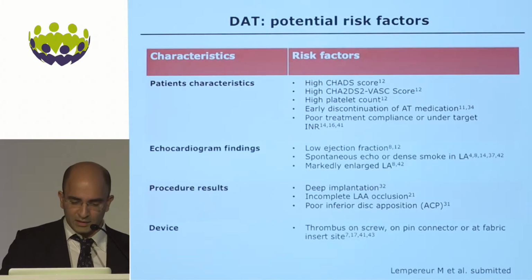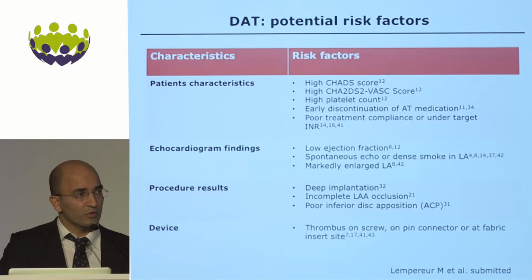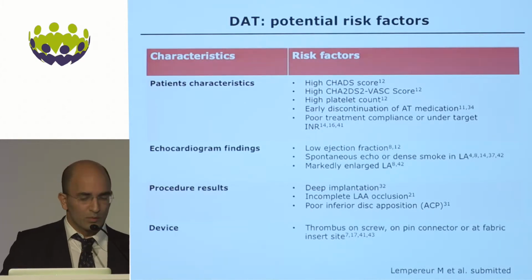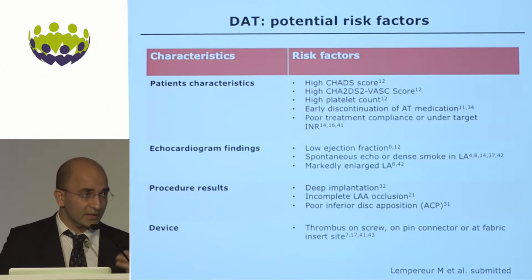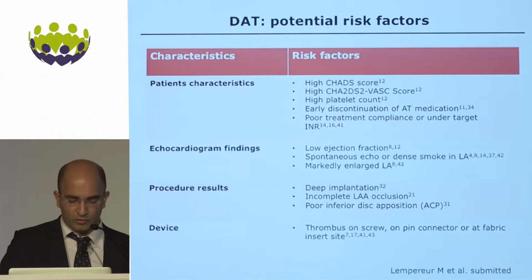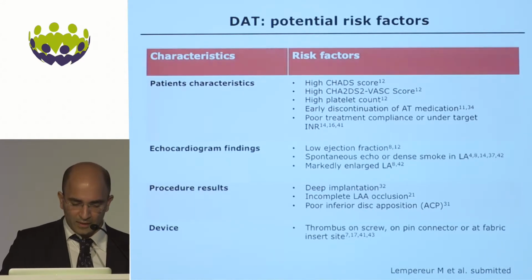There are some echo findings, such as low ejection fraction and the presence of spontaneous echo contrast in the left atrial cavity. There are also some procedural results, for example too deep implantation, leaving a proximal cul-de-sac, which can be a room for thrombus formation, and incomplete LAA occlusion, which can of course lead to thrombus formation. And there are specific risk factors related to the device, such as the presence of the proximal pin connector, which has been internalized with the new generation of the Amulet device.